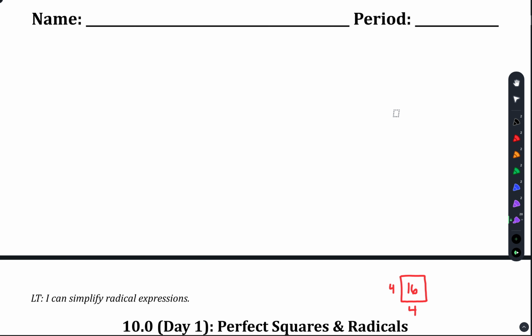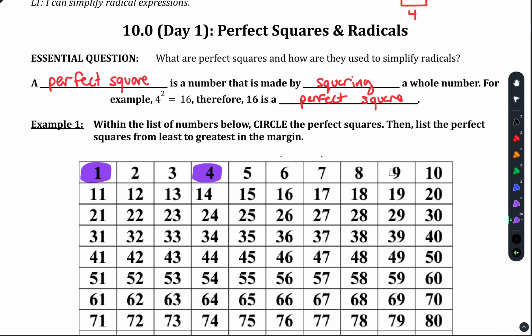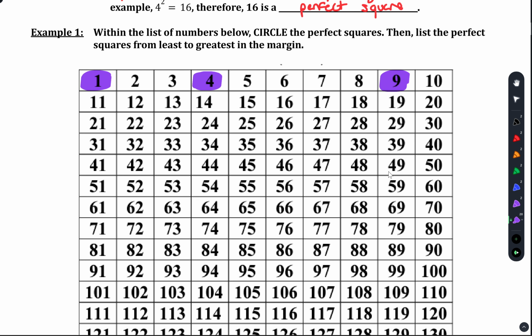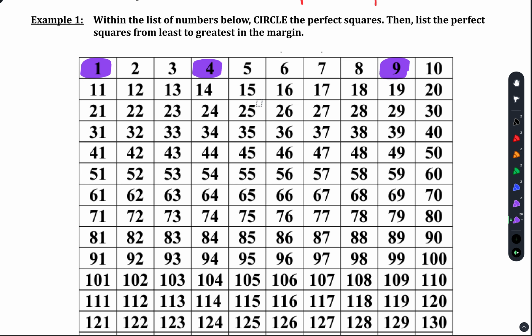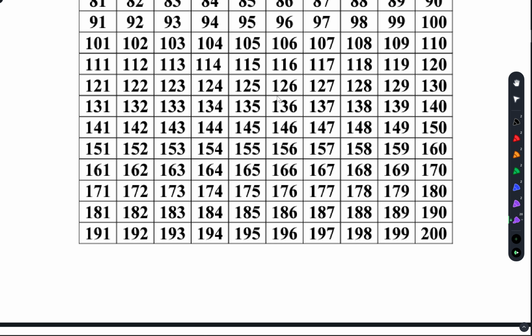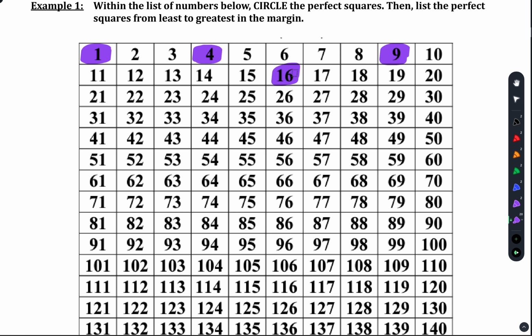Cody. 3 times 3 is 9. Next. Jacob. 4 times 4 is 16. Cody. 5 times 5 is 25. Next. Cody. 36. Beautiful. Cody. 49.